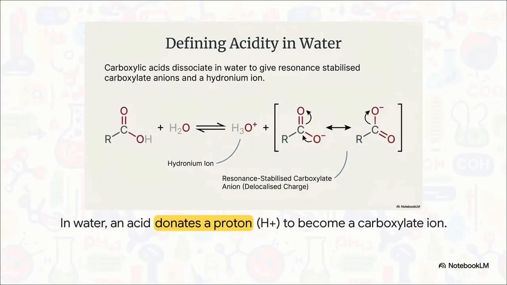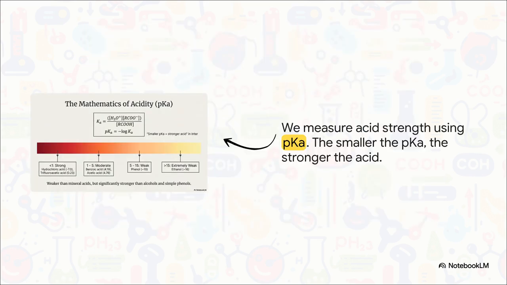When you drop a carboxylic acid into water, it can give up that proton, the H+ ion, from its hydroxyl group to a water molecule. What you're left with is a hydronium ion, which is what makes the solution acidic, and this negatively charged molecule called a carboxylate anion.